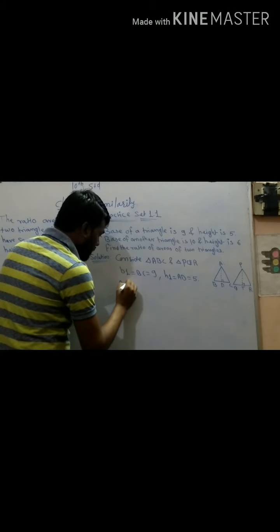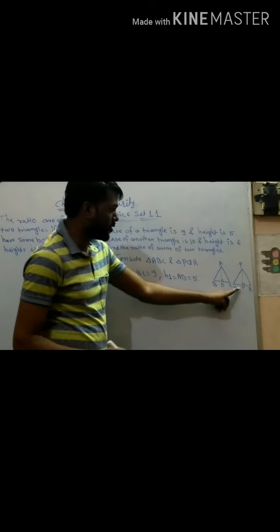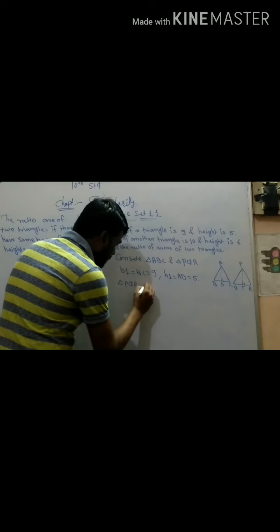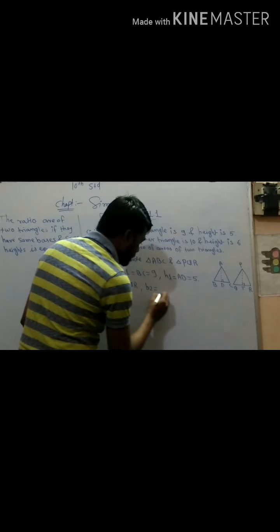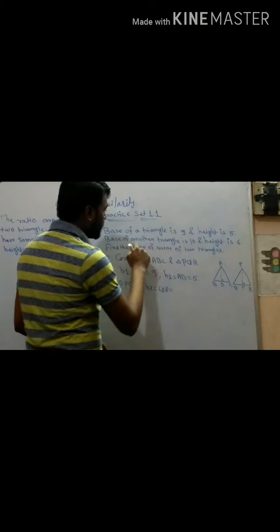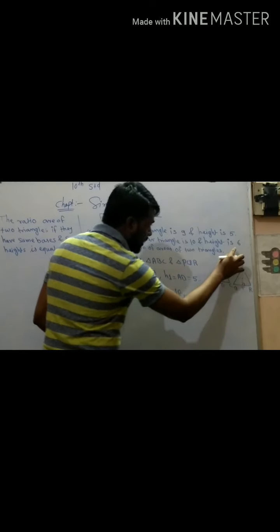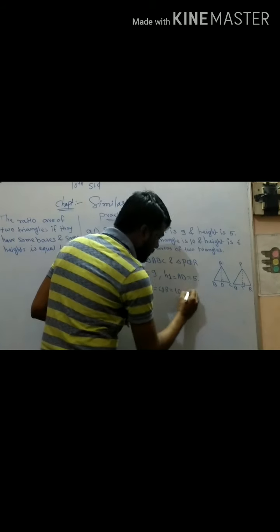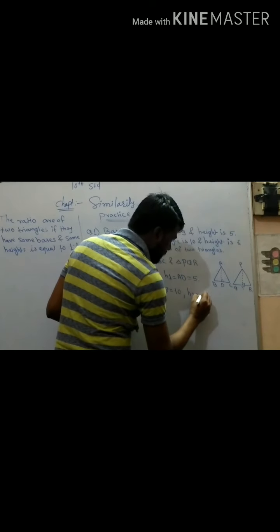The second triangle. What is the second triangle? The second triangle is PQR and H2. What is B2? B2 is equal to QR. What is given? Base 10, and then height H2 is equal to 6. Here you can write H2 in short.